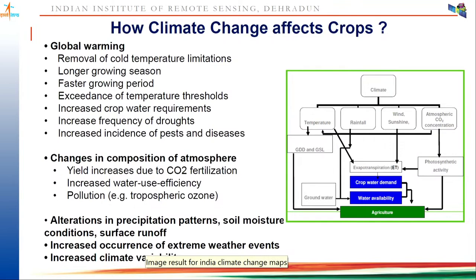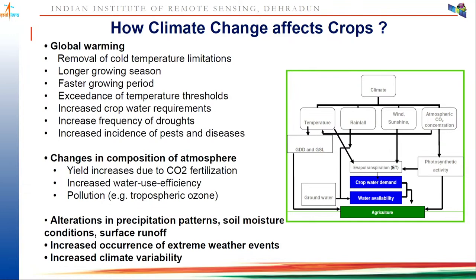How actually does this climate change affect the crops? Let us understand that there are two ways. One is because of climate change, there will be a rise in the temperature of the earth. Mean air temperature will increase. Secondly, there will be an increase in the concentration of greenhouse gases, particularly carbon dioxide in the atmosphere.